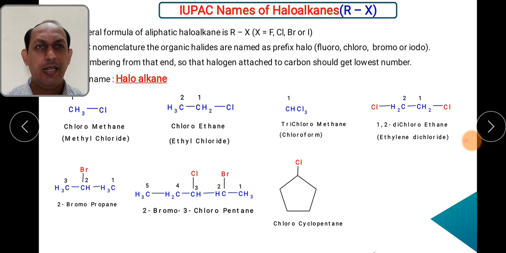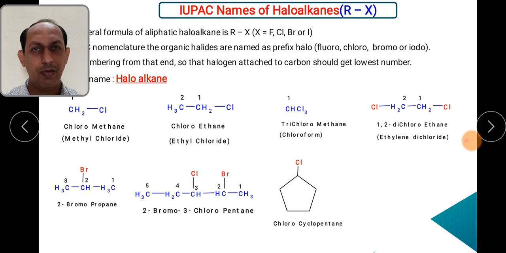Then cyclic haloalkanes. When a cyclic haloalkane is present, we have to use the prefix cyclo. This particular compound is a cyclic compound, and it is a 5-member ring. So it is a CH here, CH2, CH2, CH2, CH2. So what is the name? Chlorocyclopentane. If there is no chlorine, then we can call this compound cyclopentane.